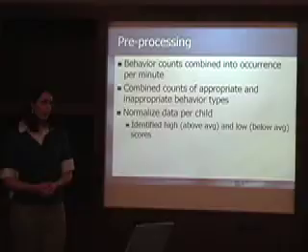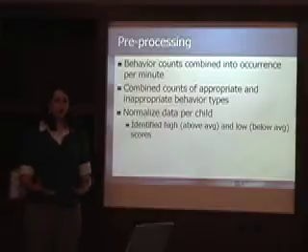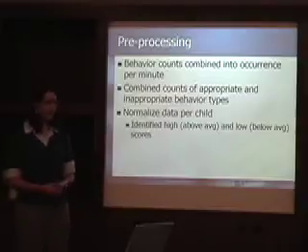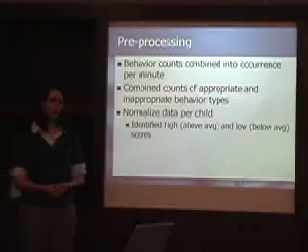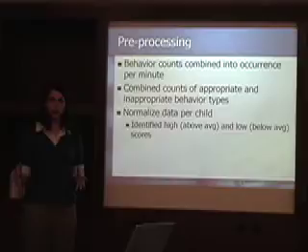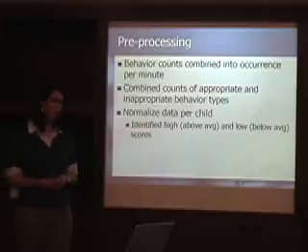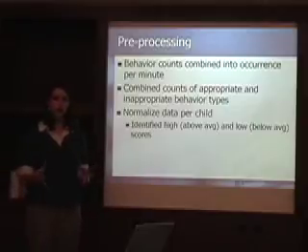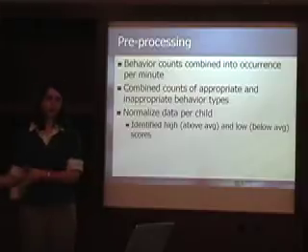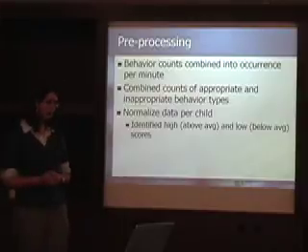For the pre-processing, in order to generate more data that we could use with our data mining, we combined the behavior counts from 10-second intervals into minute intervals. So we took six sets of the 10-second intervals and combined them to make 1 minute. We also took all four behavior types that were appropriate and labeled them collectively as appropriate, and the four negative and collectively identified those as inappropriate.